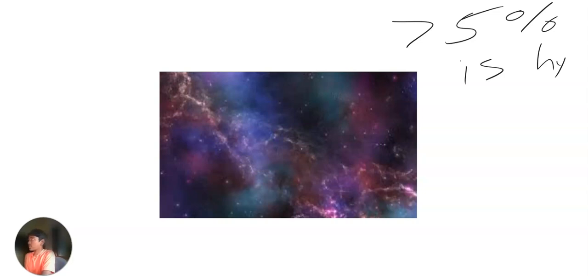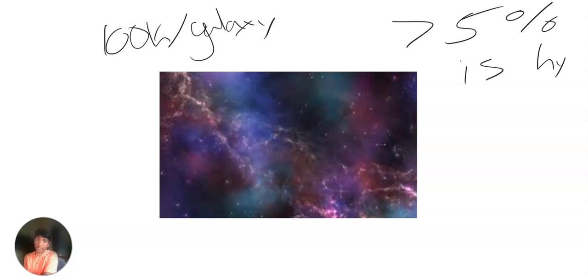And why? Since there are about 100,000 stars in every galaxy. That slash is a per symbol, if you know math. It's just a per symbol. 100,000 stars per galaxy.